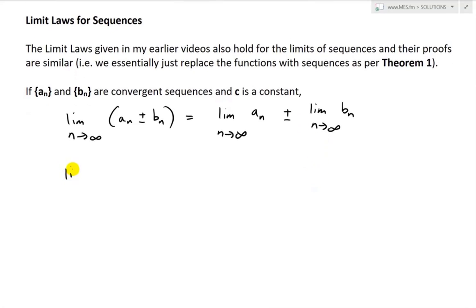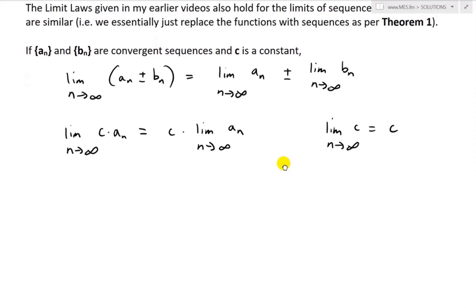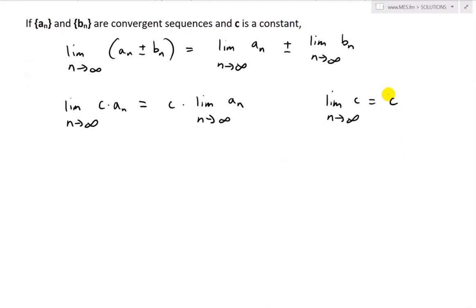So now if we have a constant, the limit as n approaches infinity of c times an, this just equals, we'll take the constant out, so c times the limit as n approaches infinity of an. And also, side note here, the limit as n approaches infinity of c, the constant, just equals c. So this is the same thing as the multiplication one, but the limit is c.